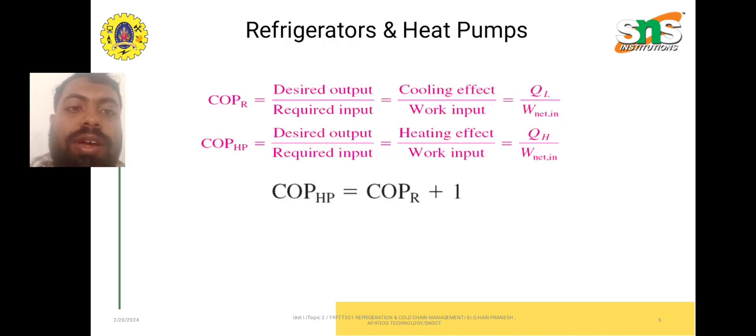The formula to calculate COP is desired output by input. Similarly, in a heat pump, it is desired output by input, but in COP of refrigeration, it is cooling effect by work input, which is QL by W net. As for COP in heat pumps, it is heating effect by work input, which is QH by W net. In this, we can say that the coefficient of performance of heat pump is 1 plus coefficient of performance of refrigeration.